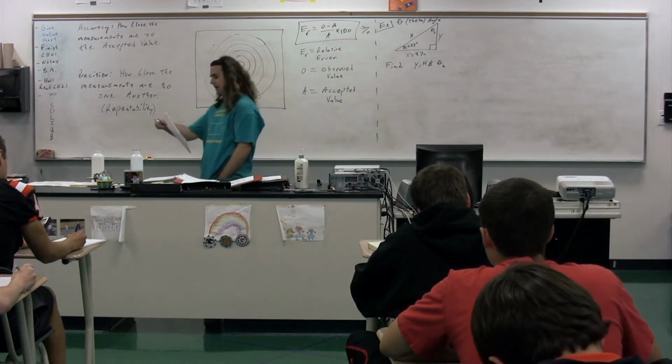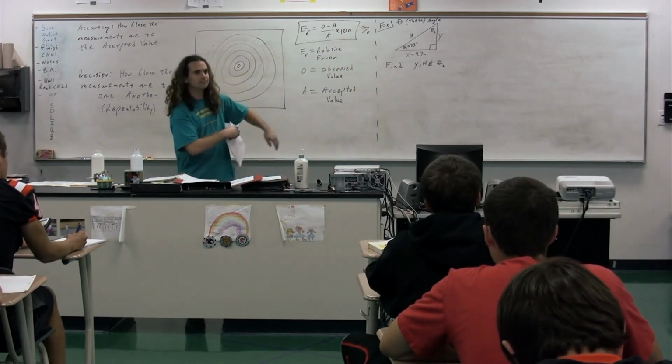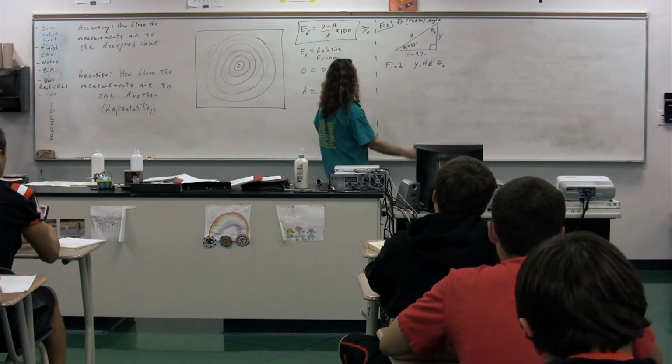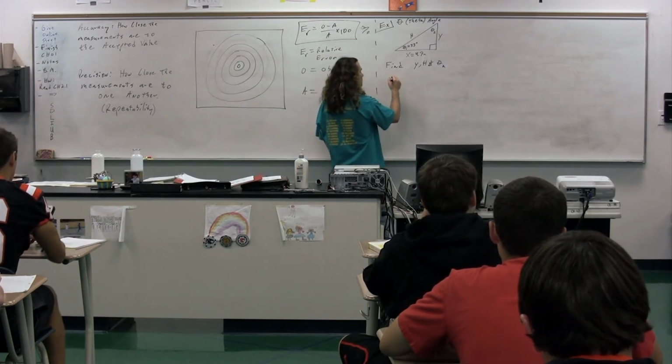How would you like to begin? McCutcheon. To find theta 2, just subtract 33 and 90 from 180.